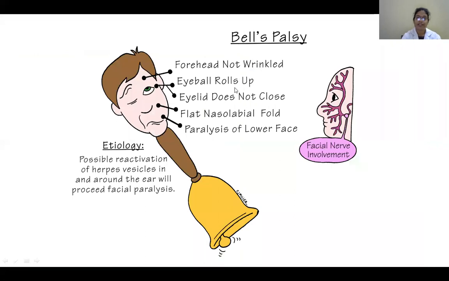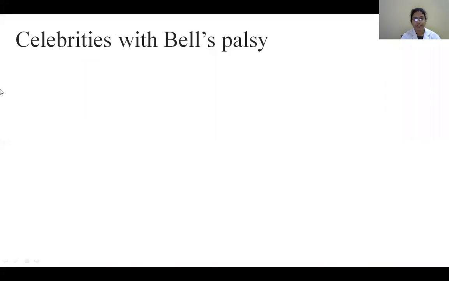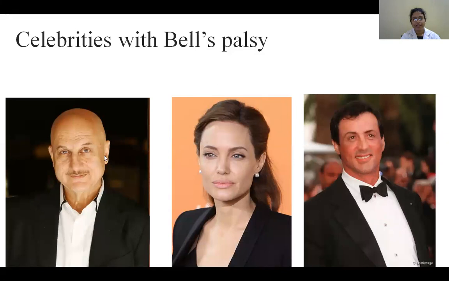Now Bell's palsy is a lower motor neuron lesion. So usually the most common etiology we say is reactivation of herpes. So here again you see the upper motor neuron lesion is this one and lower motor neuron is this one. So there are a few celebrities with Bell's palsy. I mean Anupam Kher, Angelina Jolie, Sylvester Stallone. They had Bell's palsy and they have recovered very well from it.